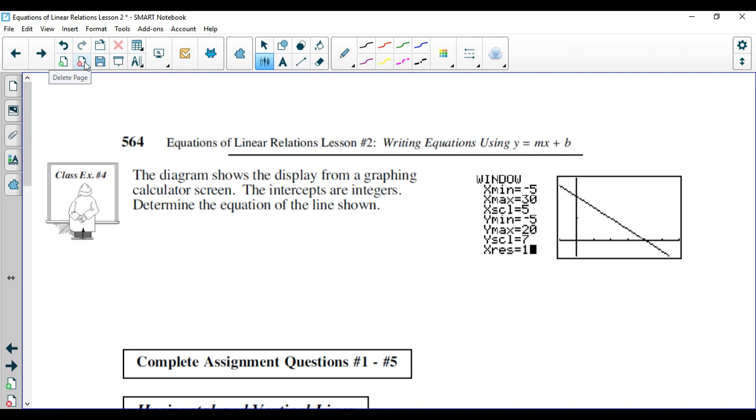Okay, let's go to the next page. It says the diagram on the right shows the display from a graphing calculator screen. The intercepts are integers. Determine the equation of the line shown. Okay, now we've got to be careful with the grid lines here. So I can see a few grid lines on this diagram.